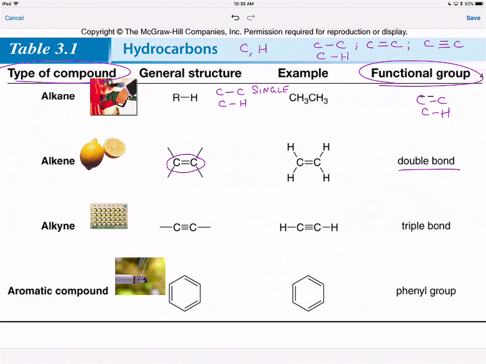Alkane is a fuel that goes into your car. Alkenes are very common ingredients, main constituents of lemons and citrus fruits, basically. Alkyne is the main pharmaceutical in birth control pills.